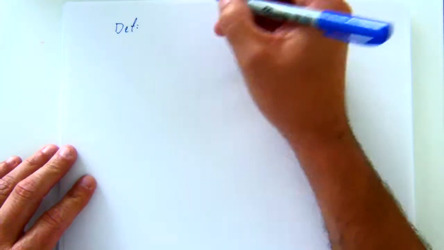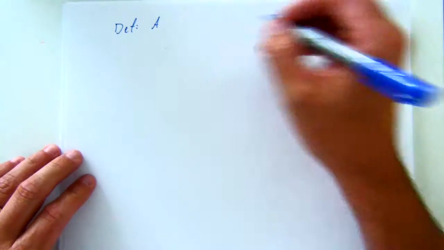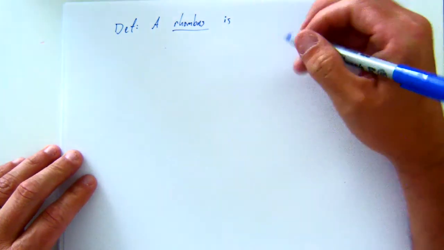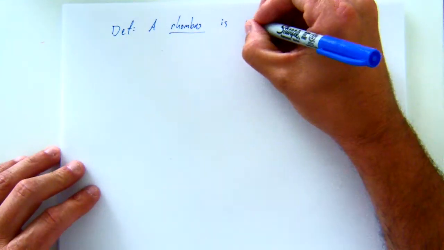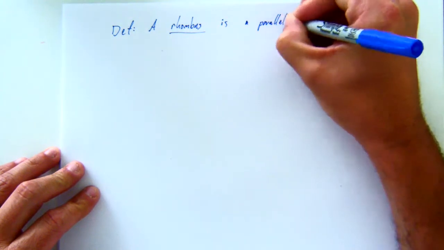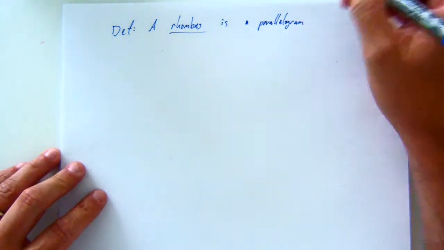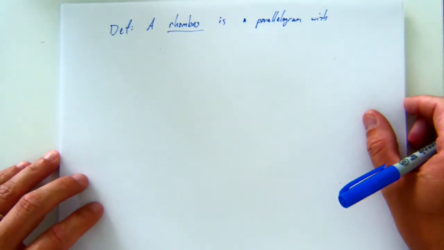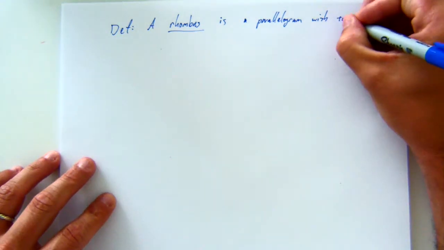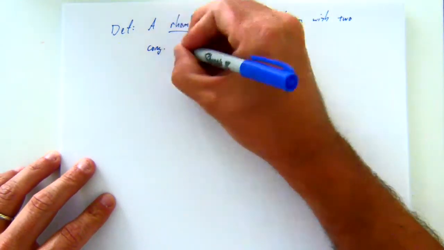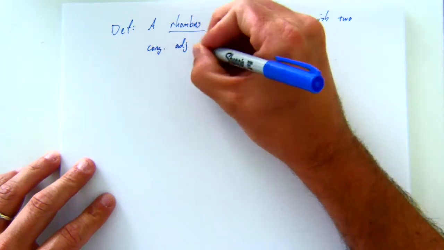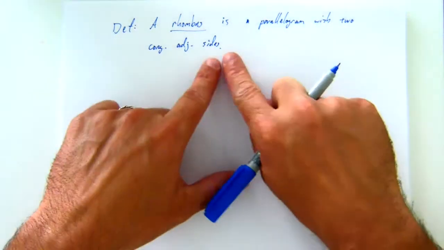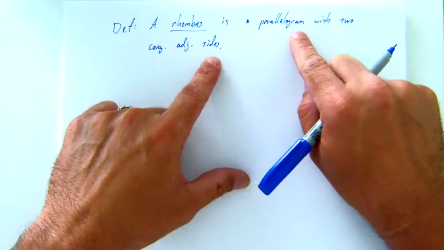And Nathan, this is for you. You asked about this in class a while back. A rhombus. Well, it's kind of like a rectangle because it is a parallelogram. But instead of having a right angle, a rhombus is a parallelogram with two congruent adjacent sides. Kind of like the definition of a square, except it is not a rectangle, it's a parallelogram.